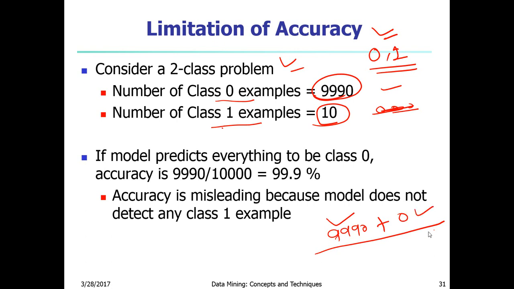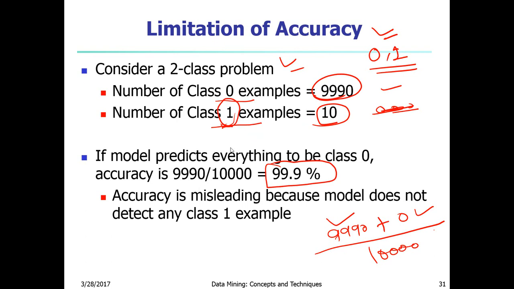So your A is 0 and your D is 9,990, and the total number of cases is 10,000, right? Total number of observations is 10,000, and that comes out to be 99.9%. So accuracy is very good here. Accuracy is coming out to be 99.9% in this case, but the model is doing a very bad job. It is not able to predict even a single one. Even though the model is not able to predict a single one, the accuracy is very good in this case.